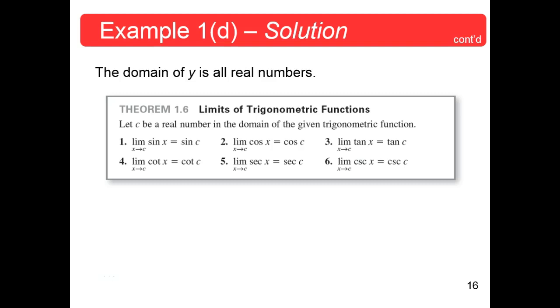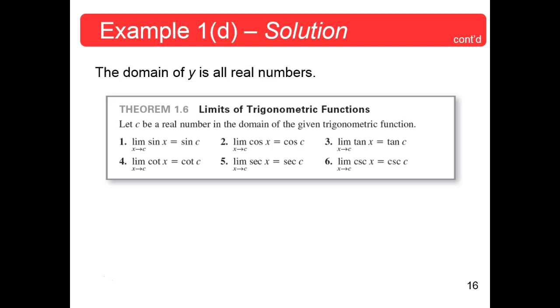And here's basically what it said. Let c be a real number in the domain of the given trigonometric functions. I sort of hate when they do this. They cover something here by saying let c be a real number in the domain of the trigonometric function. Then the limit as x approaches c of sine x is sine c. Big surprise, the limit as x approaches c of cosine x is cosine c. Yeah, okay, I'll buy that.